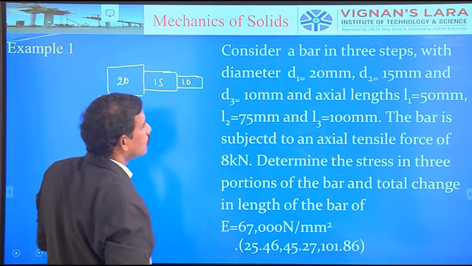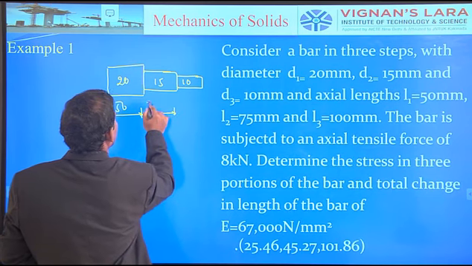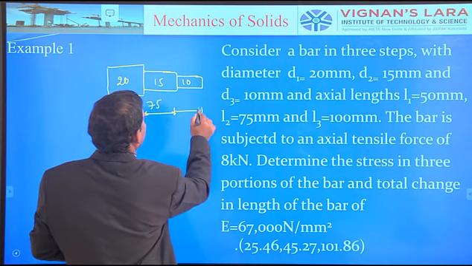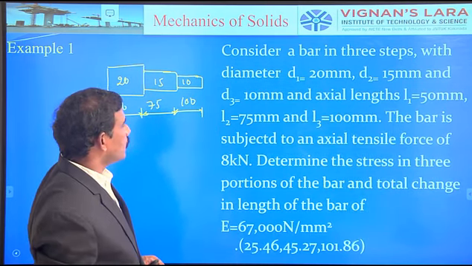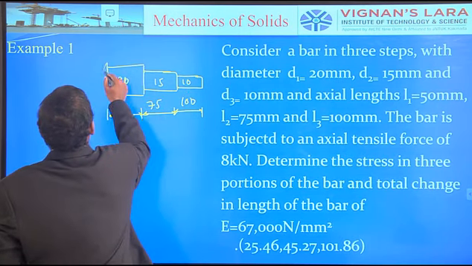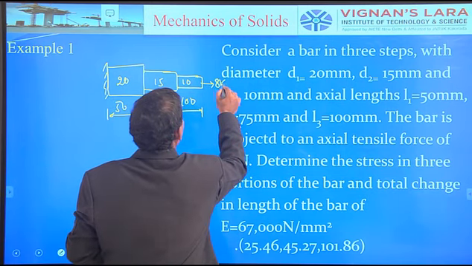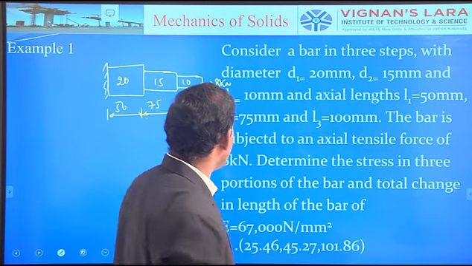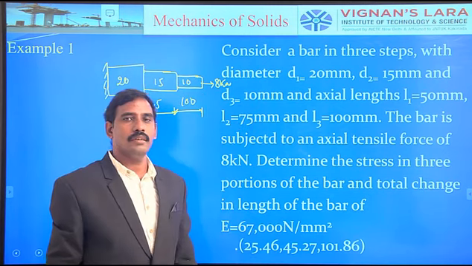L2 is equal to 75, and L3 is equal to 100 mm. The bar is subject to an axial tensile force of 80 kilonewtons. Let us, for our convenience, say the axial force is 8 kilonewtons. Determine the stress in the 3 portions of the bar and the total change in length of the bar.